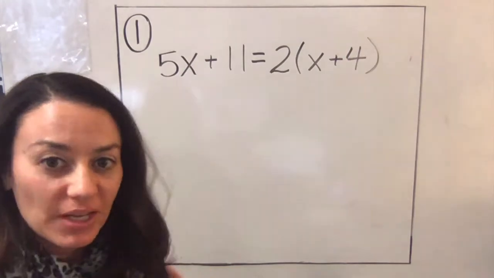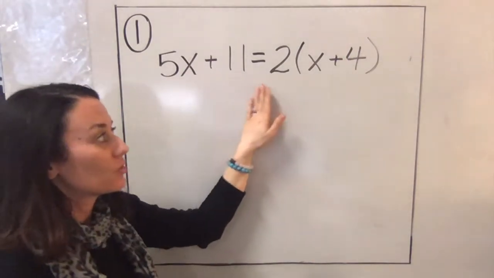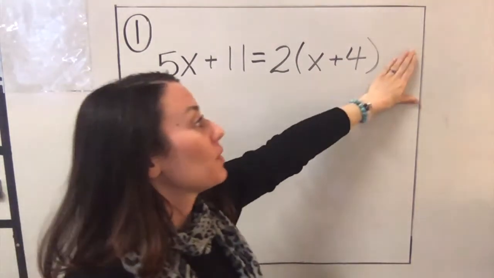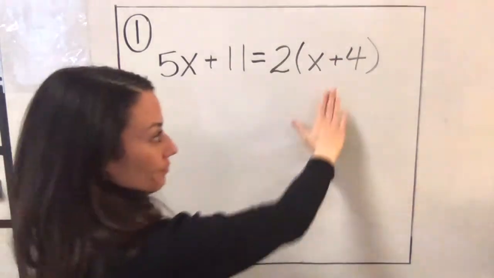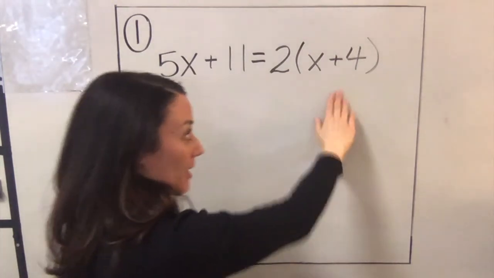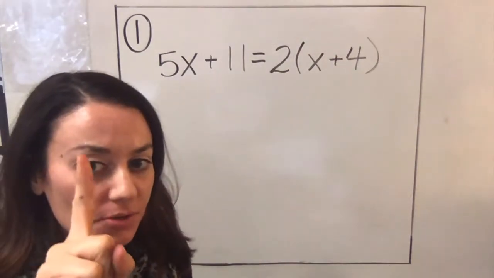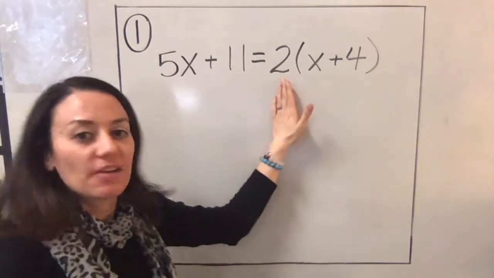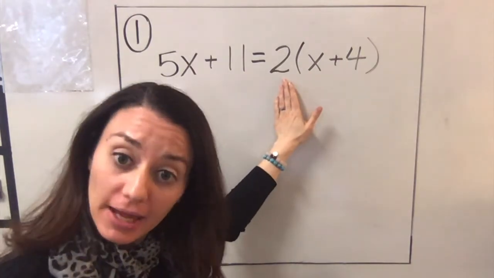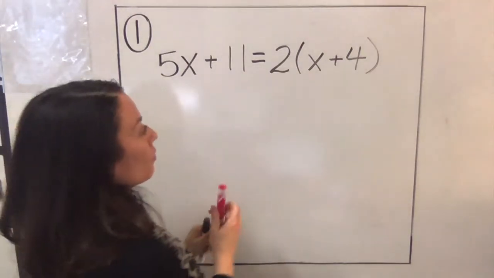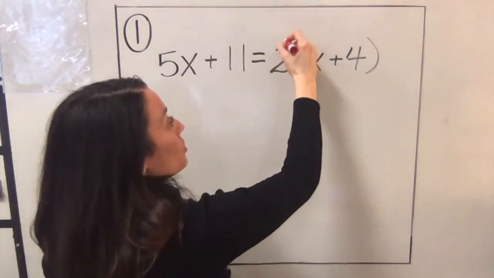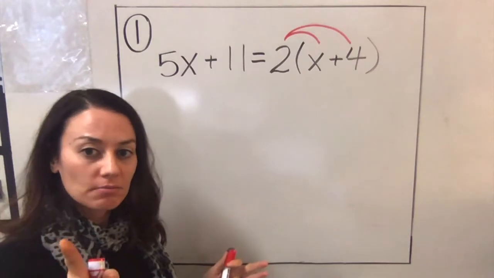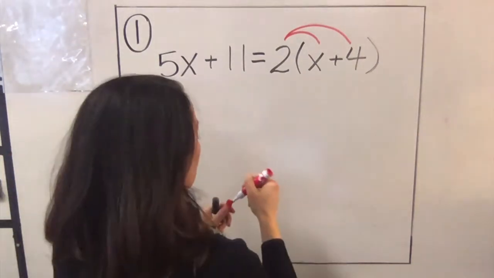So let's take a look at number 1. It says 5x plus 11 equals 2 times the quantity of, in parentheses, x plus 4. So we see parentheses on the right side. What do you do with parentheses? You distribute, multiply. When there's a number outside of parentheses, remember, you are multiplying. You are not adding, you are multiplying. So I'm really talking about 2 times x and 2 times 4. So what is 2 times x? Just put them together. 2 times x is 2x, right?